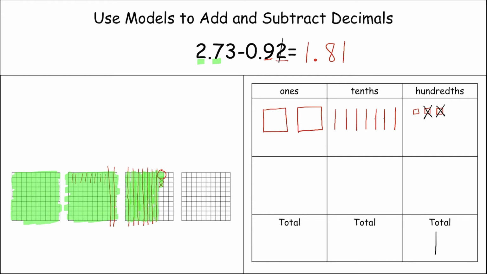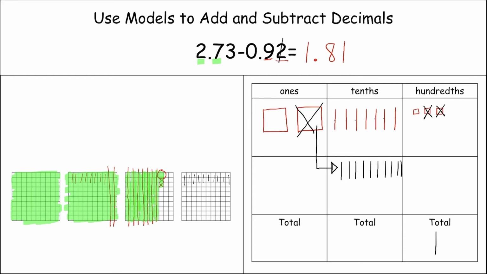Well, 1, 2, 3, 4, 5, 6, 7. I can't take away 9/10 because there's only 7. Well, I can regroup one of these ones, because inside of these ones there are 10 tenths. Like if you look here, there are 1, 2, 3, 4, 5, 6, 7, 8, 9, 10. There are 10 tenths here. So what I can do is I can cross out one of these and bring him right into here. 1, 2, 3, 4, 5, 6, 7, 8, 9, 10.